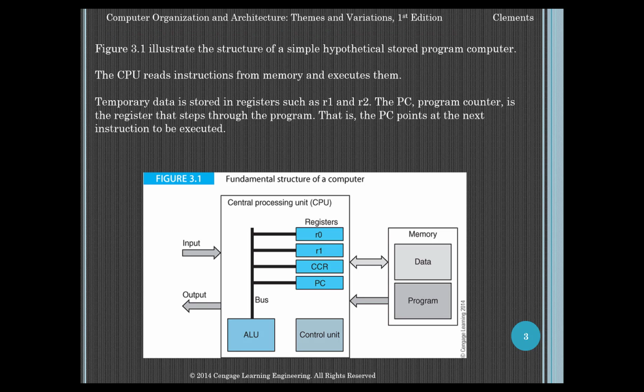So let's talk about how the CPU reads instructions from memory and executes them. A microprocessor, like the ARM, has this stored program architecture that locates programs and data in the same memory and operates in what we call the fetch-execute mode. So in this mode, instructions are read from memory, decoded, and executed sequentially.